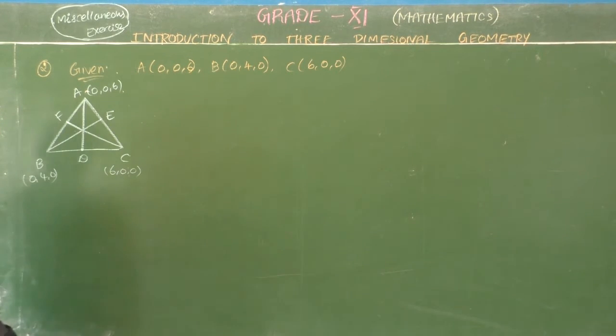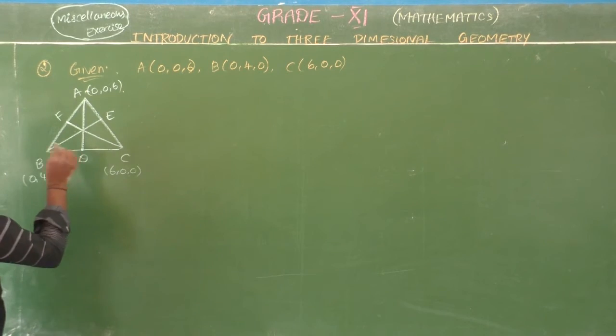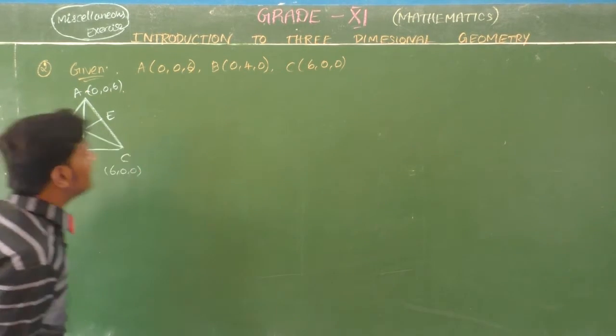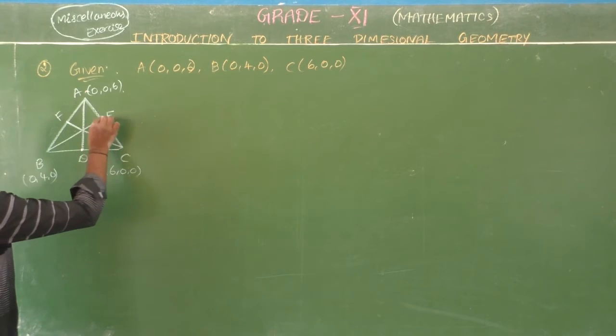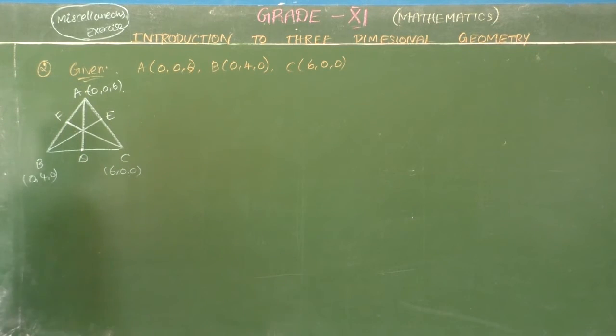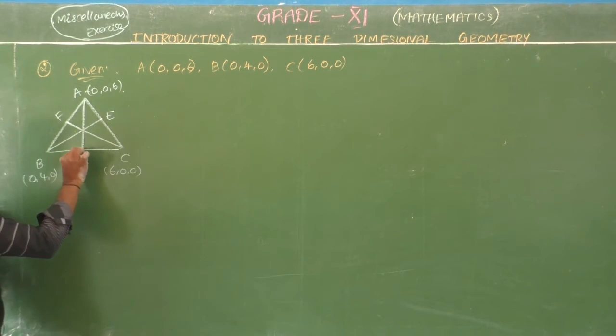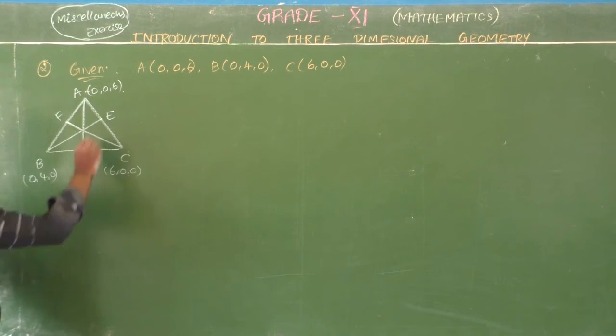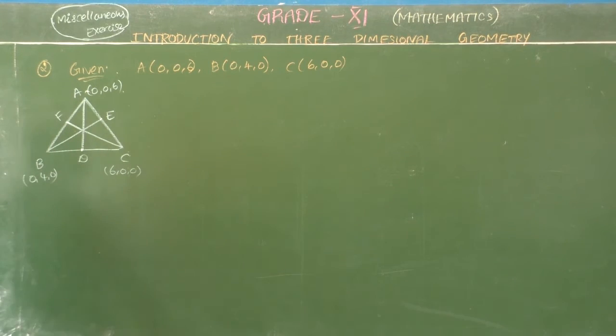Okay. Now first I am going to find the three midpoints D, E, F. D is the midpoint of the side BC, E is the midpoint of the side AC, and F is the midpoint of the side AB.